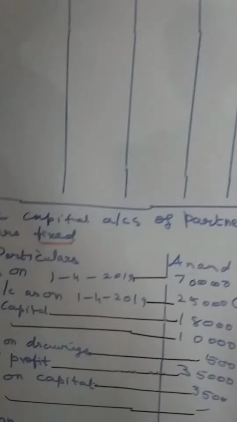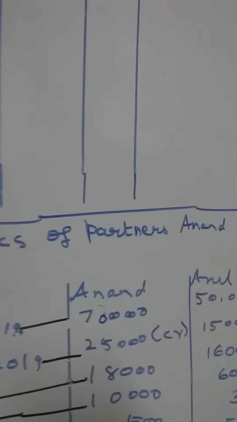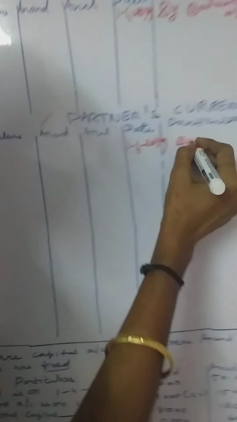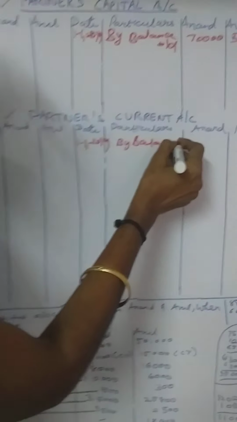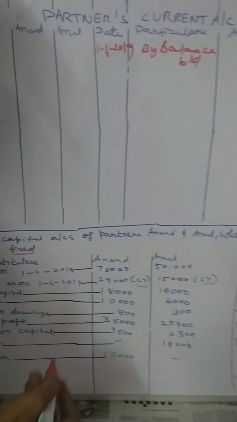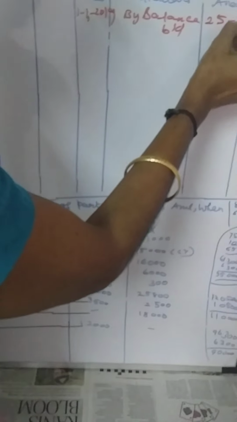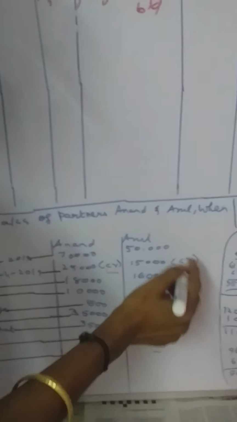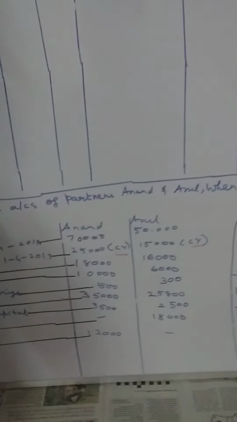Now, next is current account. Even current account opening balance shows under the credit side. The date is 1/4/2019, by balance brought down. Since he has given CR, CR means credit, so you can write it in credit side. Amount for Anand is 25,000, for Arul is 15,000. Suppose in the sum they have given DR, then you have to represent it in debit side.